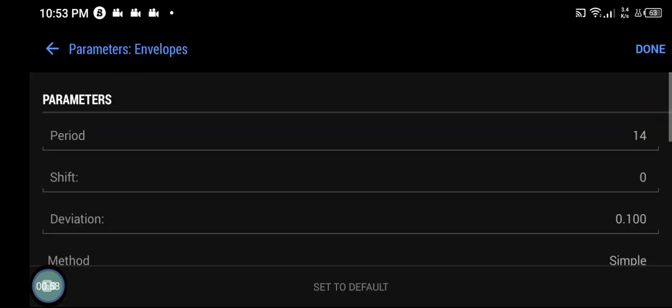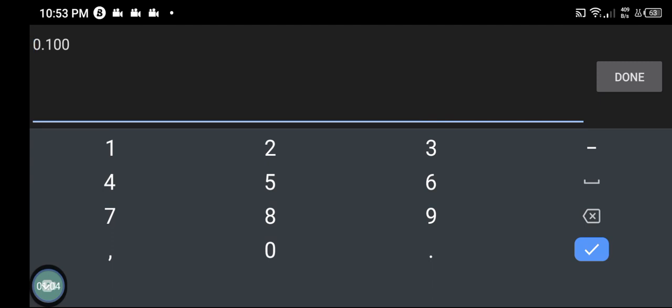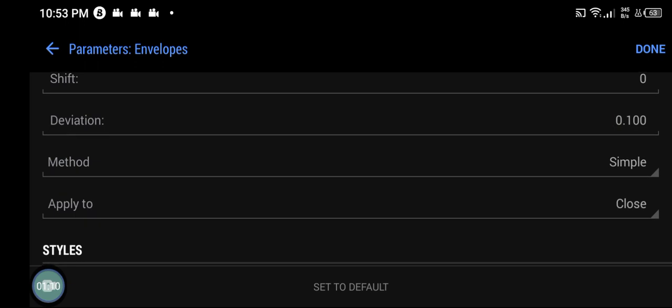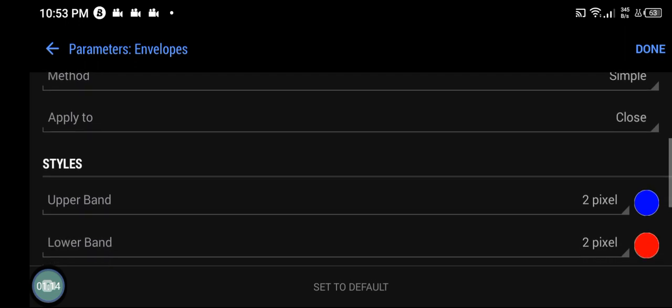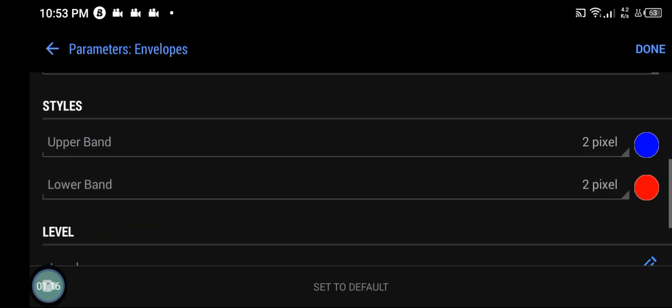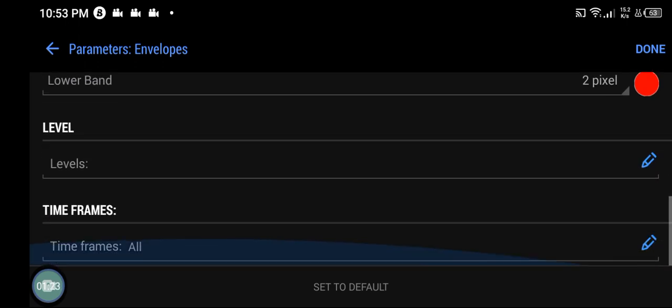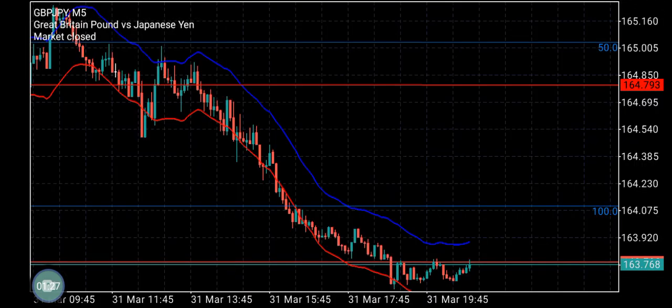If you want to know what my default looks like, period is 14, shift is 0, deviation 0.100, method is simple, apply to close, leave it at close. Style, we have red and blue as the pixel. The upper band is blue, the lower band is red, 2 pixel. You can leave everything just like this. So click on done. Now let's go to the charts.